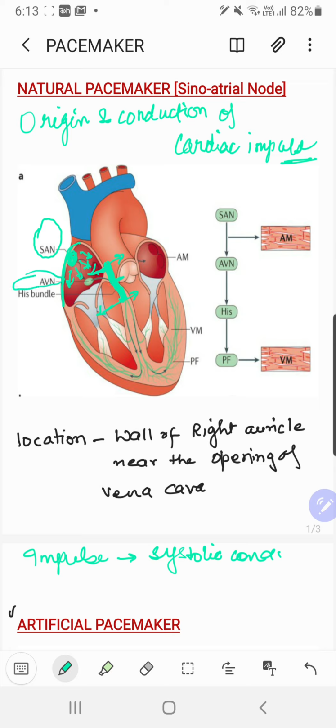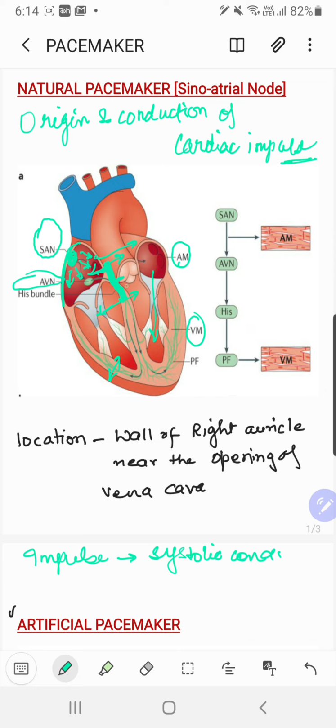This is the AV node, and AV node allows this impulse to be evenly distributed into the two auricles, that's right and left auricle. AM means auricular muscles or atrial muscles. VM are ventricular muscles. You can see that ventricular muscles are much thicker than auricles, because auricles just have to pass the blood till nearby distance, whereas the ventricles have to pass them to longer distances. So a much higher velocity is needed, and for that a severe contraction is demanded, right?